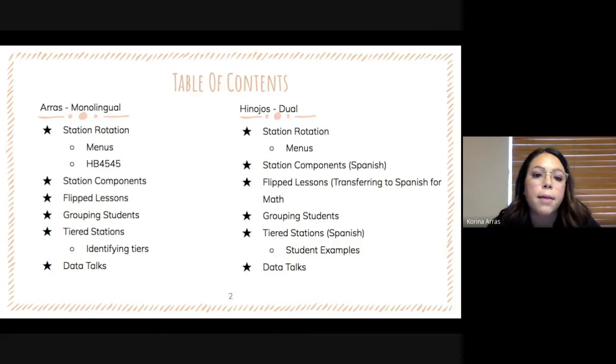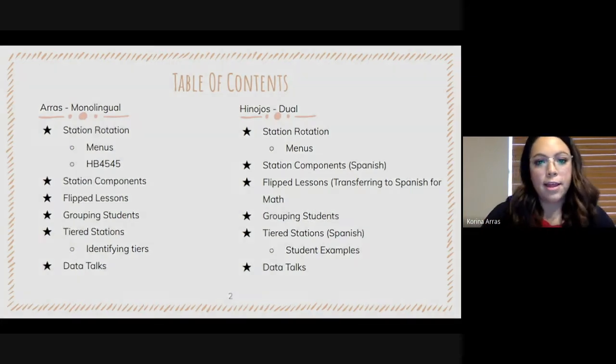I'm also going to be presenting on what the actual stations look like, how we've transitioned to still using flipped lessons that we learned last year through online learning, how we group our students, how our tiered stations look, and then how at the end of the day, we talk about it with our students and we have data talks, and ultimately how that's like the end goal.